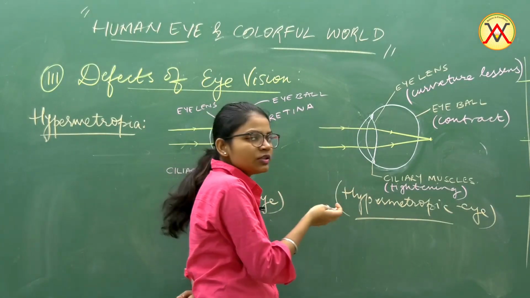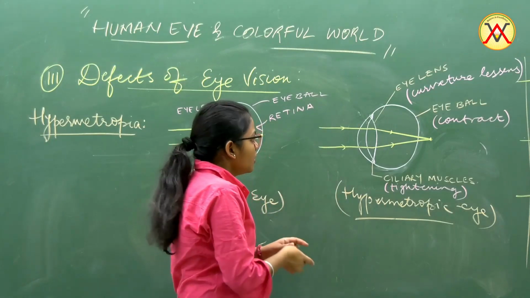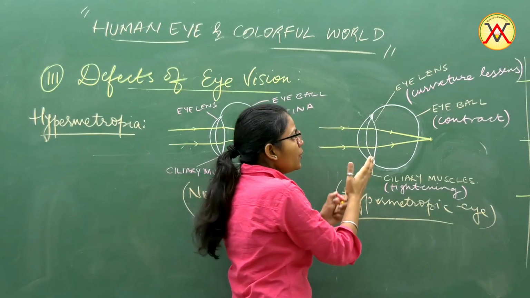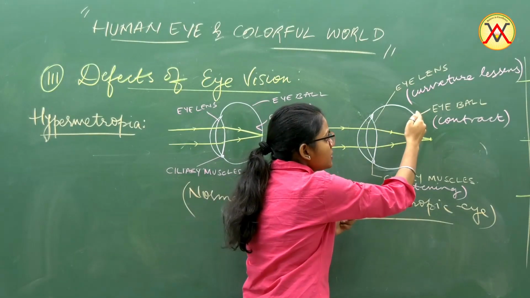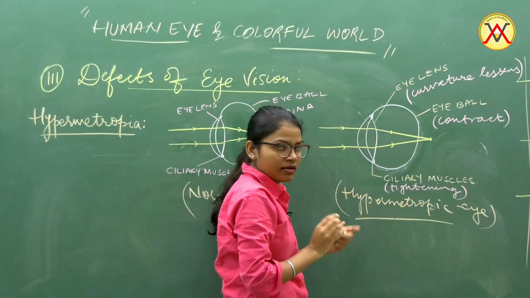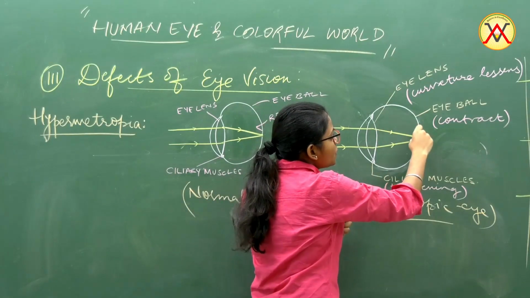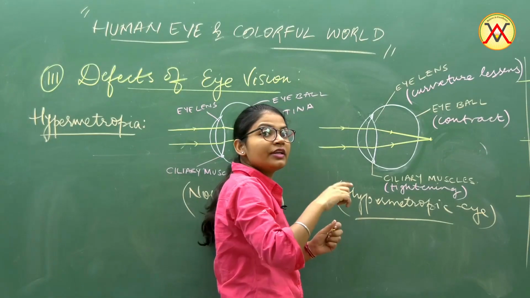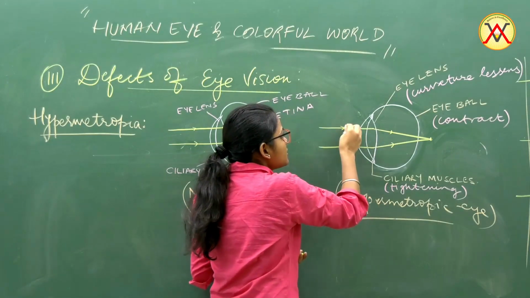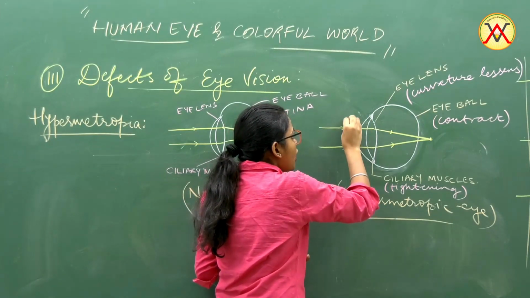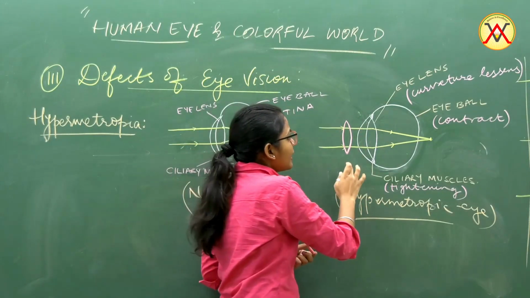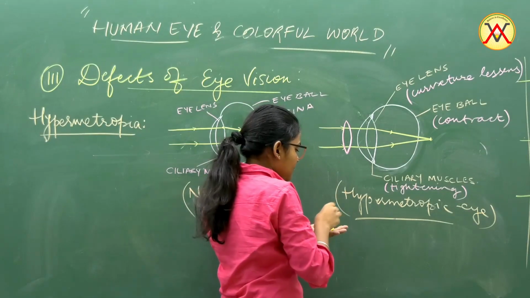Now, what could be done to correct this defect? Very easy. To correct this defect, we want these rays to get focused on the retina. For these rays to get focused on the retina, we need more convergence. If we require more convergence, that means we would use a convex corrective lens over here. With a convex corrective lens, what happens?